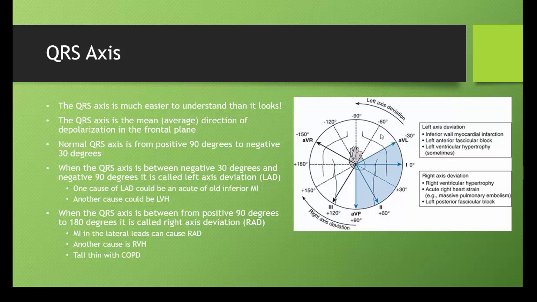When the QRS axis is between positive 90 degrees and 180 degrees, it is called right axis deviation, or RAD. In RAD, the patient may be having an MI in the lateral leads. Another cause could be RVH. And a lot of times, tall and thin patients with COPD will have right axis deviation.